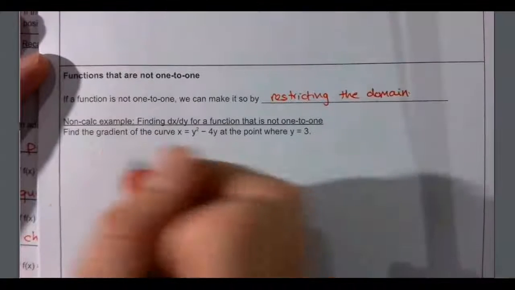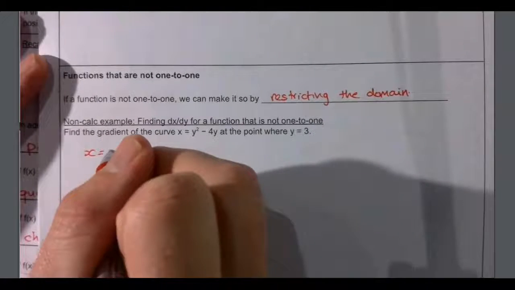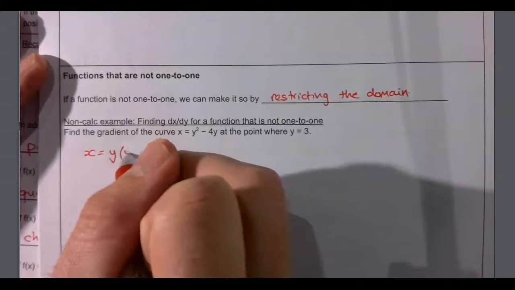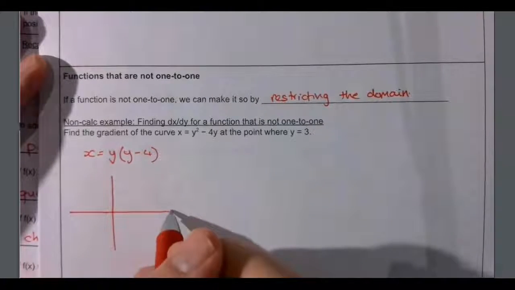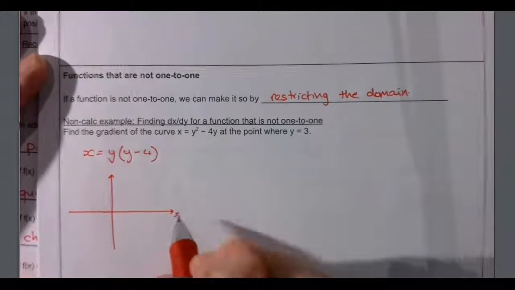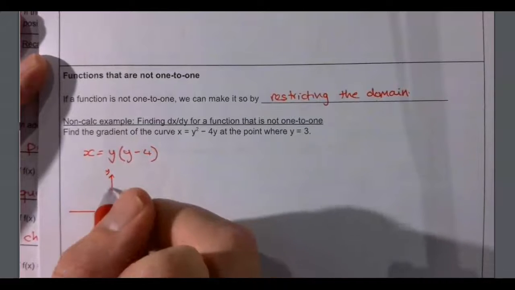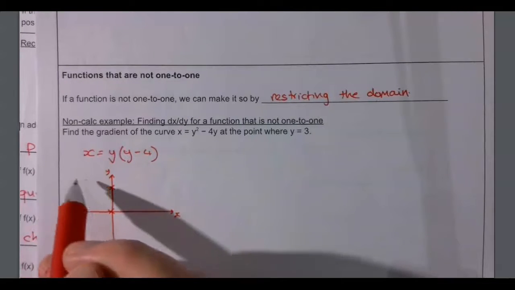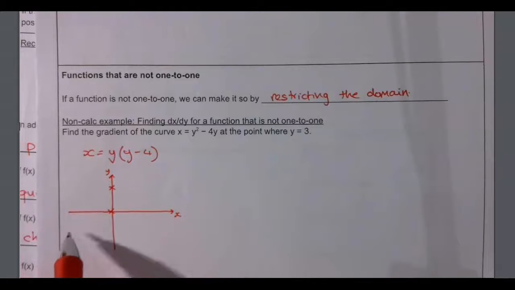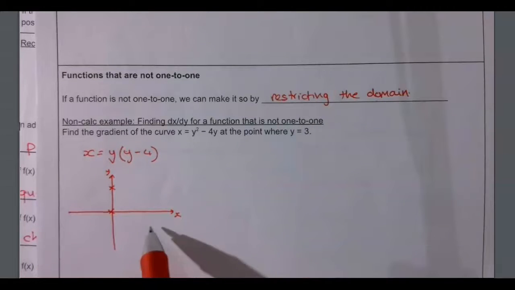Okay, so you've tried to do your sketch. By factorising here we can see x equals y times (y minus 4), meaning that I have y-intercepts at 0 and 4, and I know I'm going to get a quadratic, so I need to just think about which way that's going to go.